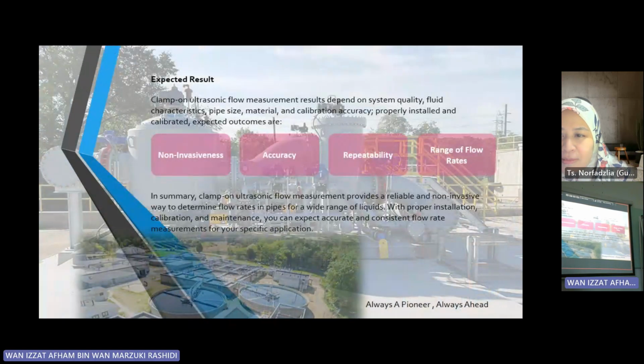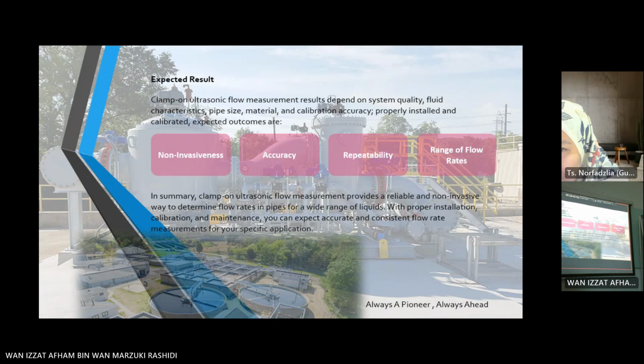Go to the expected result. For Clamp-on ultrasonic flow measurement, the result depends on system quality, fluid characteristic, pipe size, material and calibration accuracy. Properly installed and calibrated, expected outcomes are non-invasiveness, like we don't have to cut down the pipe, and then the accuracy, which is the flow measurement, must be plus minus less than 2% error.